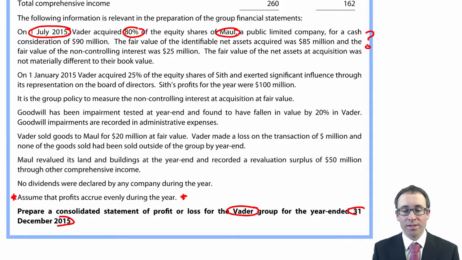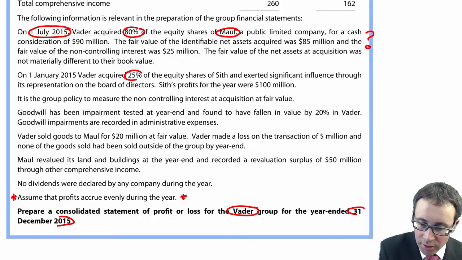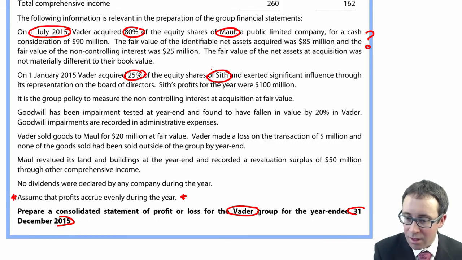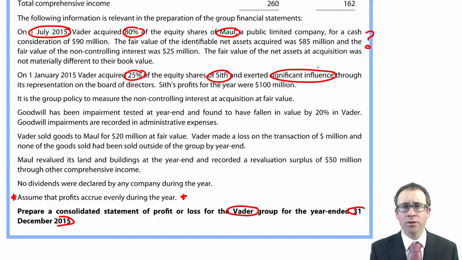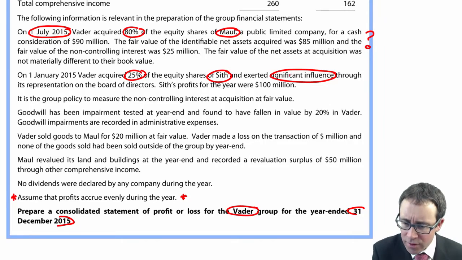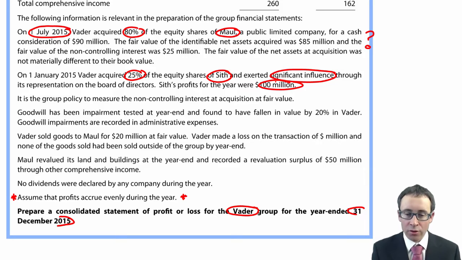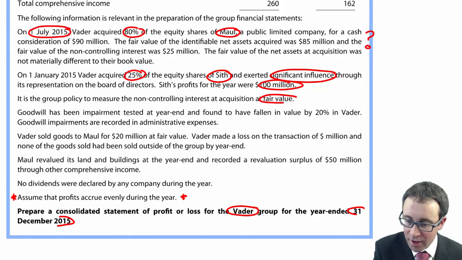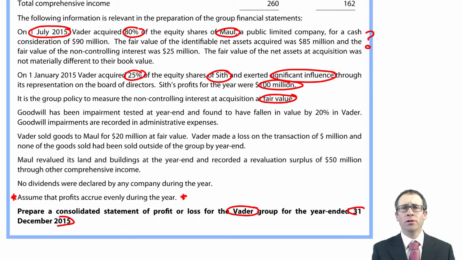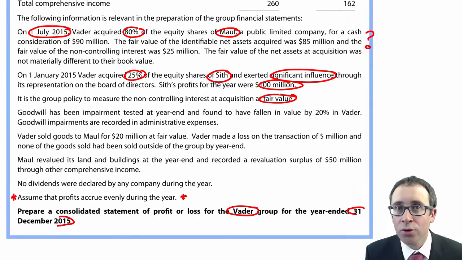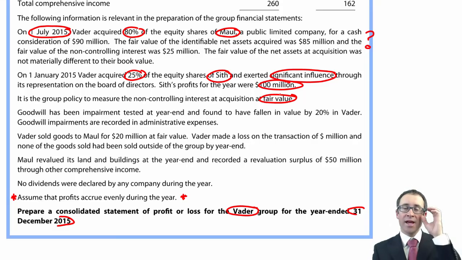It says on the 1st of January 2015, start of the year, no mid-year acquisition, Vader acquired 20% of SIF and exerted significant influence. So we therefore have an associate. Okay. The profits for the year were 100 million. We will equity account for that 100 million. We're then told it's group policy to measure the non-controlling interest at fair value. So that's going to be important, particularly if there's an impairment of your goodwill, because we need to give the NCI their share of that impairment.